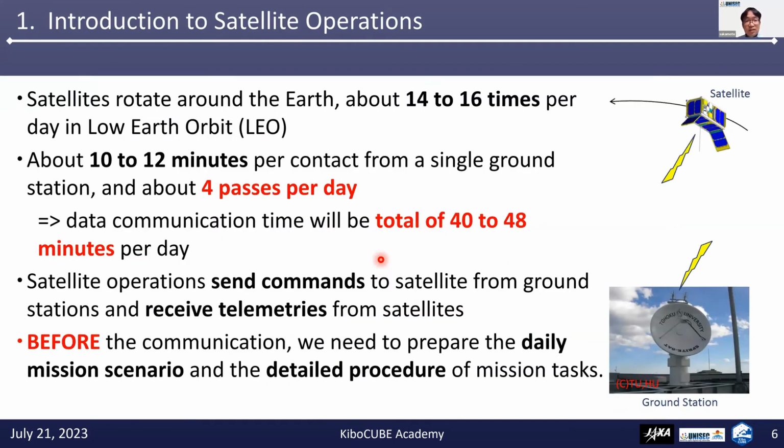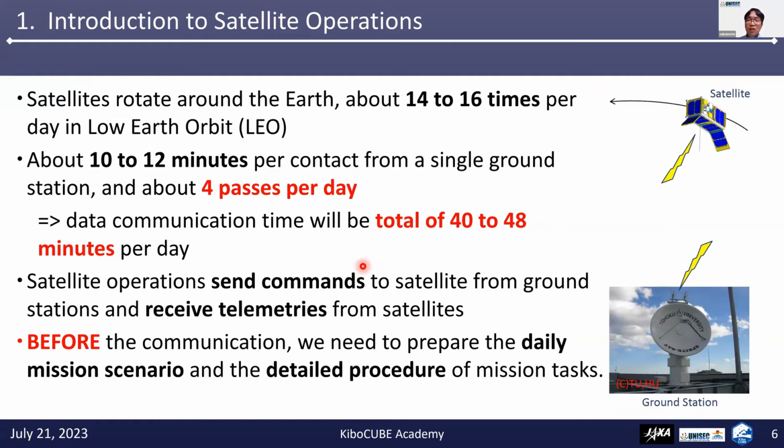So the satellite rotates around the Earth about 14 to 16 times per day in low Earth orbit, and about 10 to 12 minutes per contact from a single ground station. And we can catch the signals 4 times per day. And the data communication time will be 40 to 48 minutes in total per day.